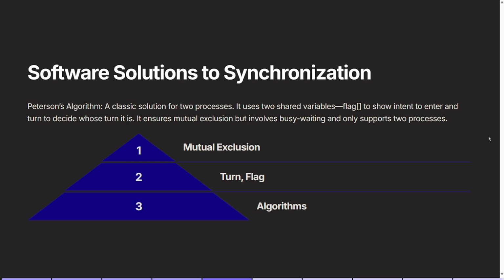Peterson's algorithm is a classic solution for two processes. It uses two shared variables, flag, to show the intent to enter, and turn, to decide whose turn it is. It ensures mutual exclusion but involves busy waiting and only supports two processes. This follows the hierarchy of process, mutual exclusion, and the two shared variables, turn and flag. And the third is the algorithm.